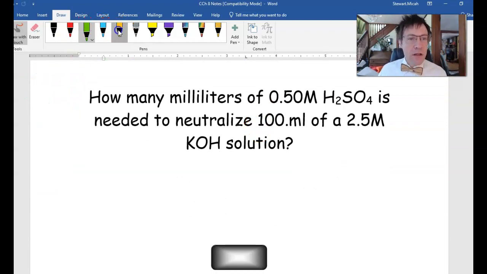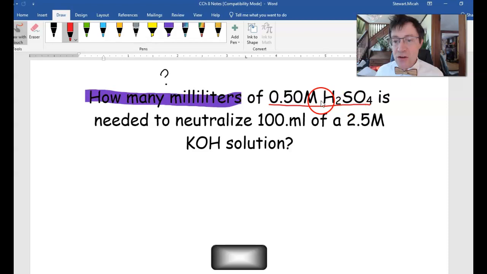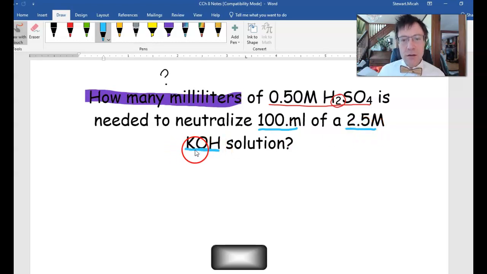How many milliliters? Let's see here. Well, actually, you know what? Let's go to highlighting. How many milliliters? That is going to be my big fat question mark of 0.5 molar H2SO4. Oh, you see that? See that little subscript? Okay, keep that in mind. Is needed to neutralize 100 mils of a 2.5 molar KOH.